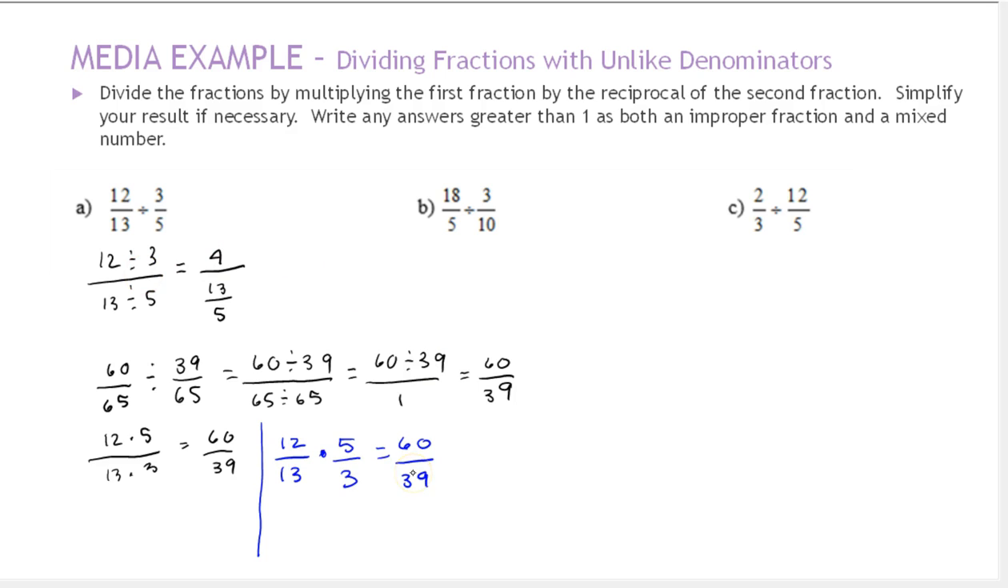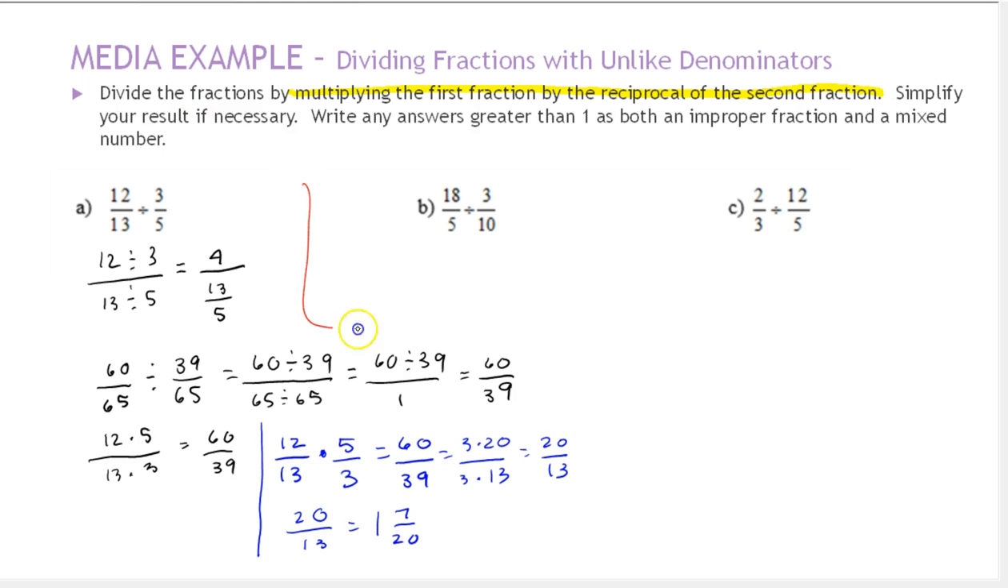Now let's simplify our fraction. They each have a common factor of 3. So this is 3 times 20. This is 3 times 13. So we get 20 over 13. And as a mixed number, 20 over 13 is 1 7/20. Okay. So now for the remaining problems, we're just going to use this process of multiplying the first fraction by the reciprocal of the second.